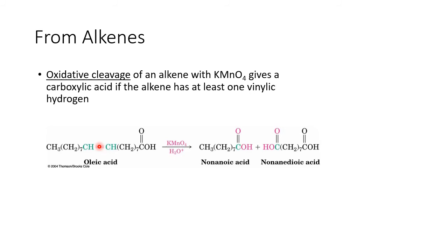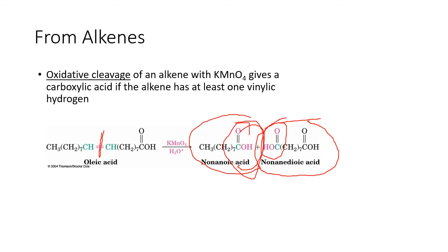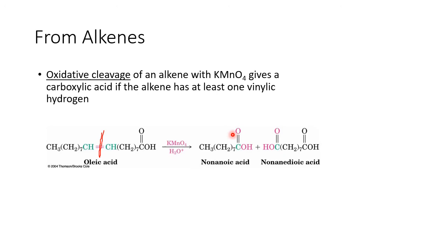Okay, let's draw this structure here. If we apply potassium permanganate and the acid, you will cleave this double bond, you will break this double bond over here, to produce two carboxylic acid compounds. This one is called nonanoic acid, and the other one is called nonanedioic acid, which has two carboxylic acids. The first one is called nonanoic acid as well. These are two carboxylic acid compounds. This is a new carboxylic acid, and this is the other new carboxylic acid. So the two carboxylic acids resulting from this reaction are these two. Now you have two compounds.